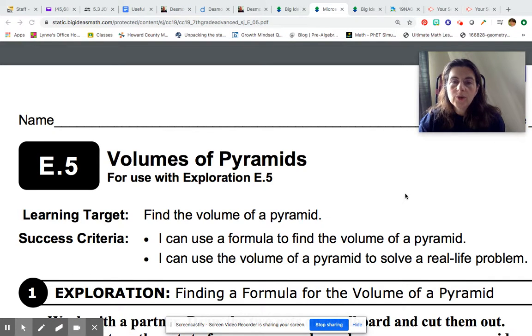Today, we're going to do a little more work with finding the volume of a pyramid. We're going to use the formula for a pyramid, and then we're also going to look at some real life examples.